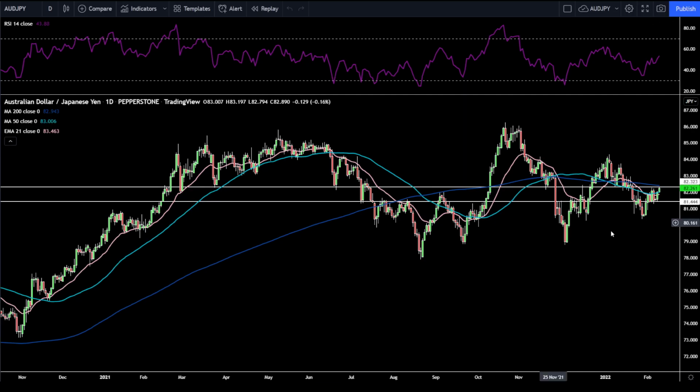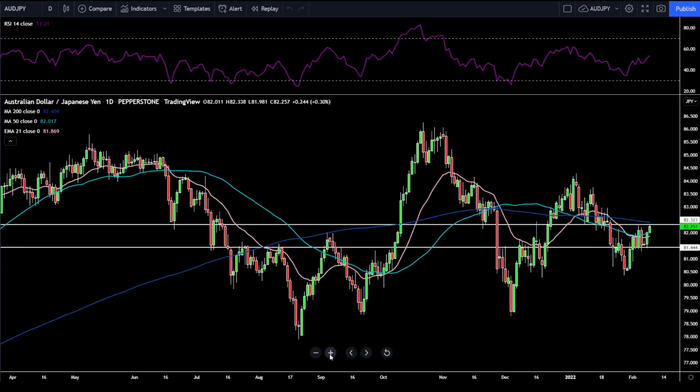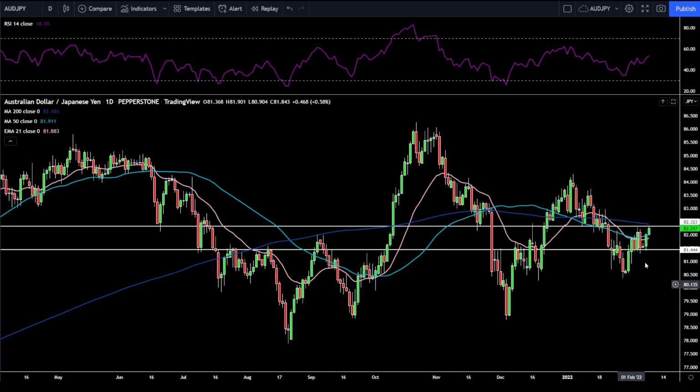Then moving on to AUDJPY, I actually put a trade idea out on TradingView yesterday on the 4-hour time frame. I was seeing a little inverted head and shoulders. I'm quite liking this reversal higher here. The RSI's got plenty of room to run before we can consider it overbought. There is a bit of resistance here, obviously at the 82.32 mark, and it's the 200-day simple moving average. So it's kind of between those two moving averages at the moment, the 50-day and the 200-day.